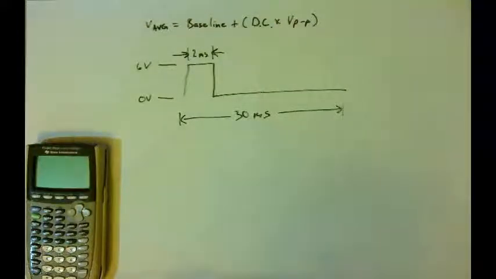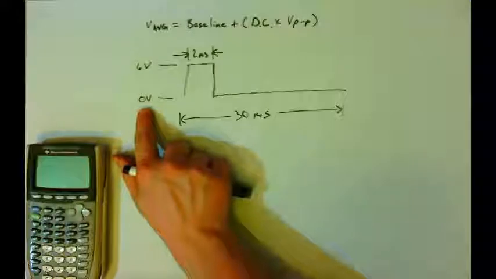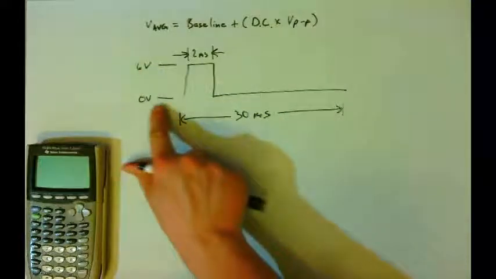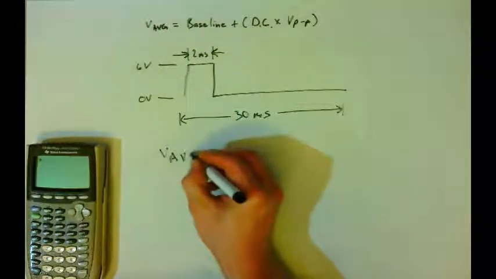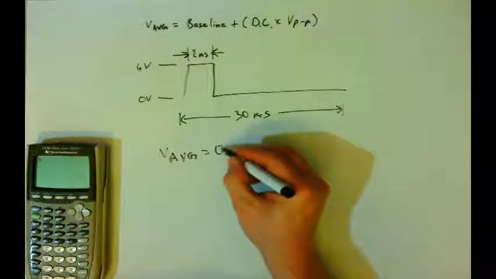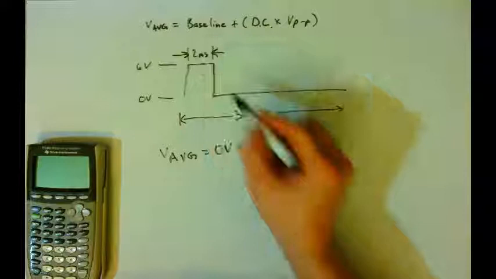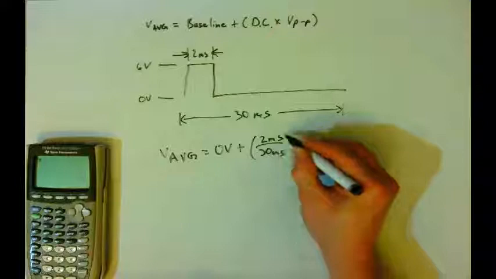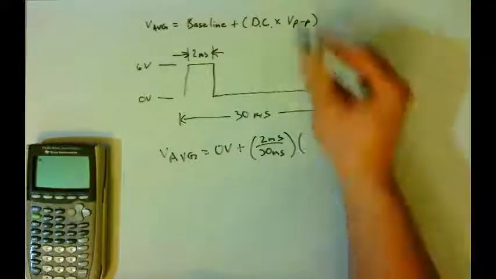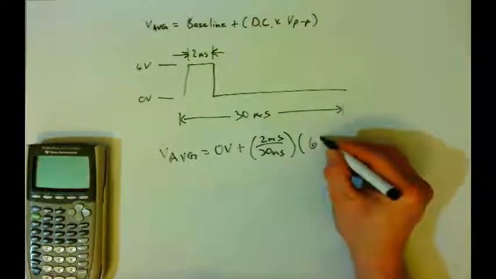One last example here. This time we have a rectangular wave with a pulse width of 2 milliseconds, a period of 30 milliseconds, and a voltage that varies from 0 volts up to 6 volts. And so this time the baseline will be 0 volts. And so the average voltage will be the baseline value, which is 0 volts, plus the duty cycle, which is pulse width divided by period, so 2 milliseconds divided by 30 milliseconds, times the peak-to-peak voltage. And so the peak-to-peak voltage here is 6 volts, right? 6 minus 0 is 6, so 6 volts.